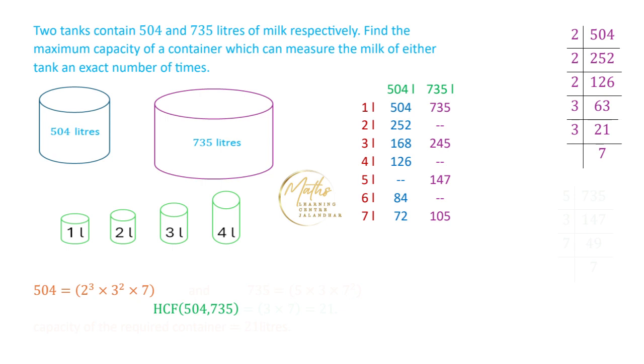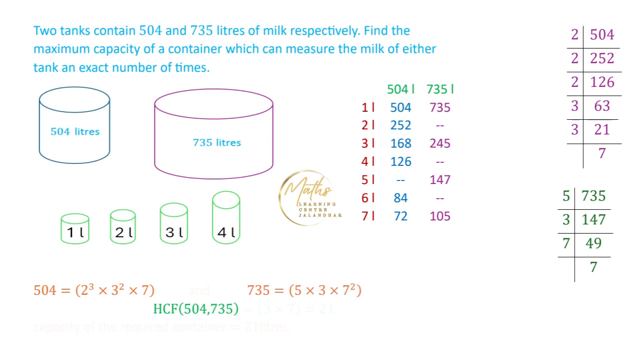Similarly, the second number 735 is divisible by 5. Then the quotient we obtain is 147. This number is divisible by 3. The quotient we obtain is 49. This is divisible by 7. So the prime factorization in this case, of 735, we can write in this form.